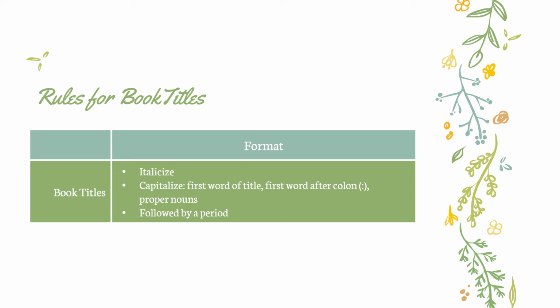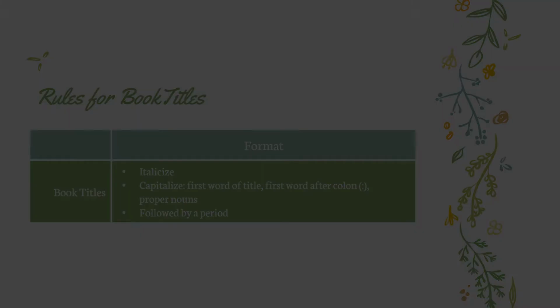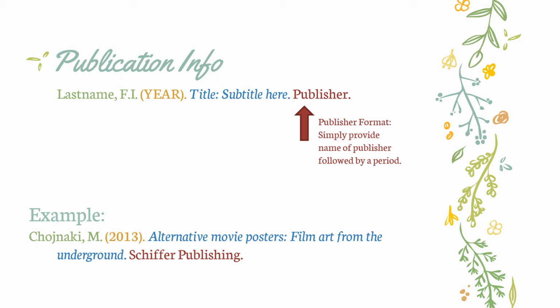After your book title, you're going to put a period at the end of that. And then the last piece that you put when you're doing your book citation is the publisher. So you're just going to simply write the name of the publisher, follow it with a period, and then you're done if you're using a print book.